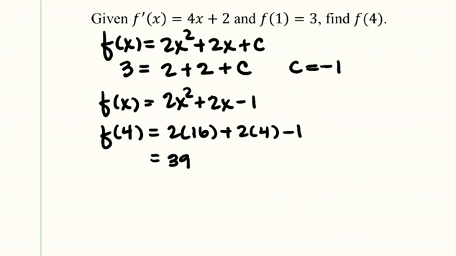Alright, there you go. I took the antiderivative. The antiderivative of 4x: I increase the power by 1 to get x squared and divide by the new power, so 4 divided by 2 is 2x squared. The antiderivative of 2 is 2x, and I'm not going to forget my plus c. Then I plug in 3 for f of x and 1 for x, and I conclude that c is negative 1. When I plug in 4, I get f of 4 equals 39.